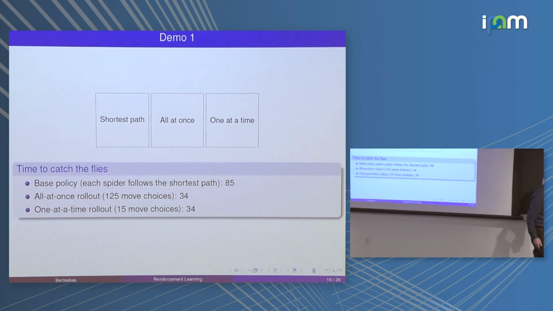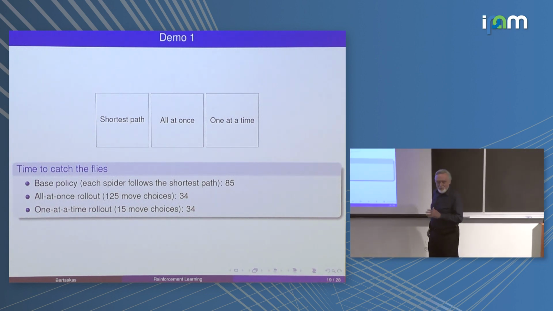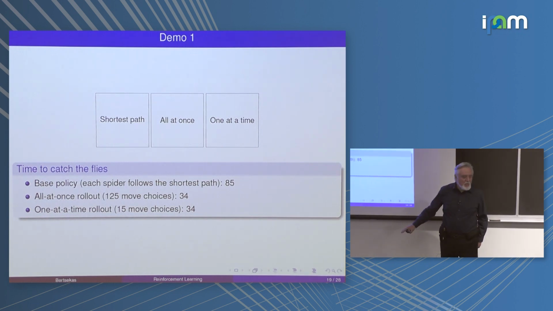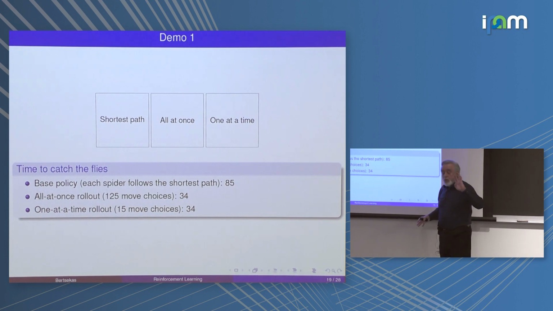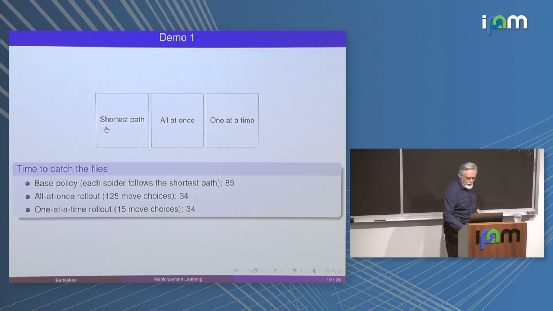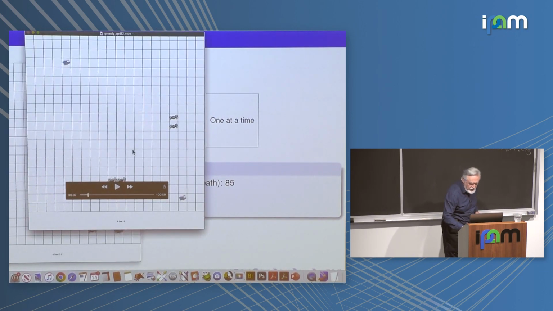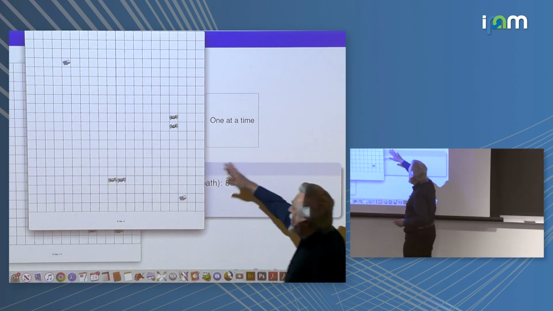Okay. So I have a demo. It's the first time in my life that I've given a demo in a talk. It may or may not work. I have quite a few demos. If this doesn't work, I can show you privately, but hopefully it will work. And now this involves 4 spiders and 2 flies. Okay. So this is the base policy that I'm going to show you.